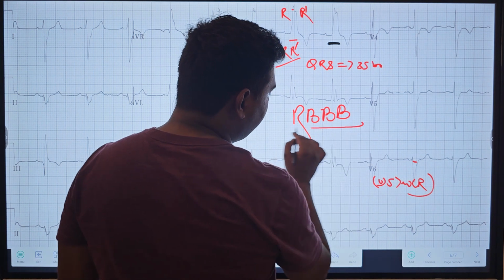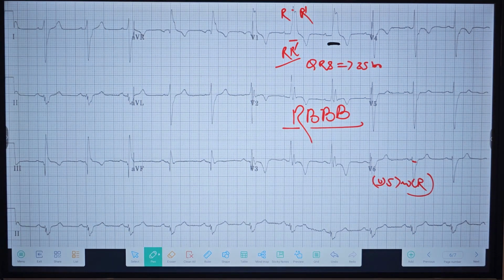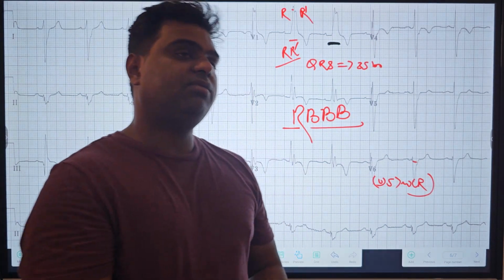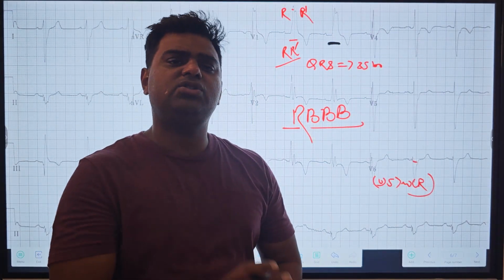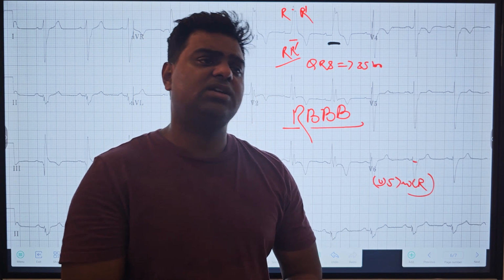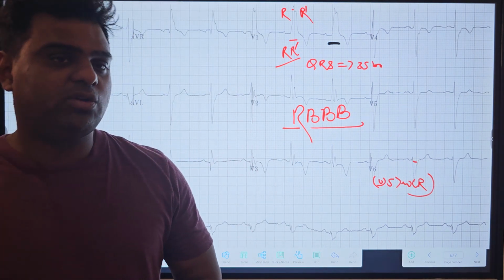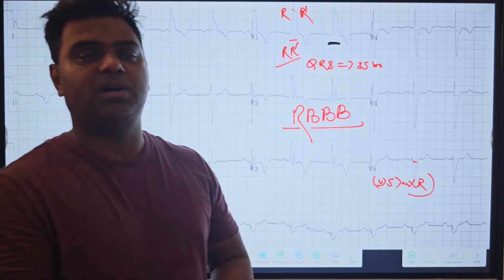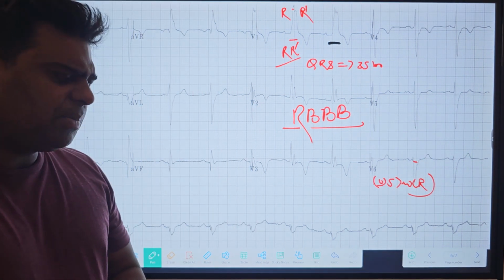Please remember, whenever you see a right bundle branch block in a sick patient like an ICU patient or fever of unknown origin, a patient who is chronically sick or has a heart disease like rheumatic heart disease, mitral stenosis, aortic stenosis, severe AR, severe MR, or a patient of sepsis.